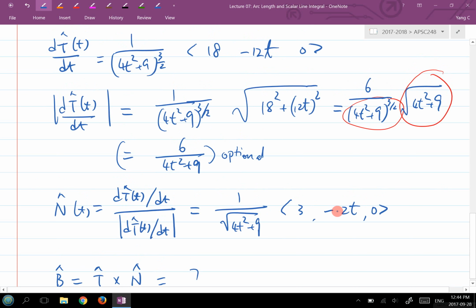Well, actually, it's different. This is 3 over 2. This is 1 over 2. Anyway, you can try it yourself.